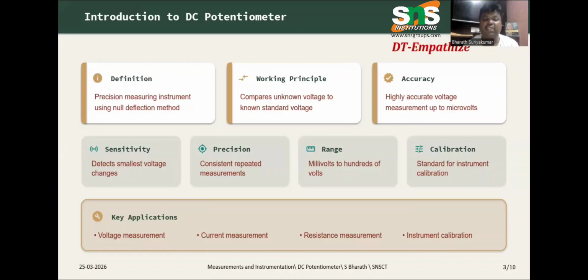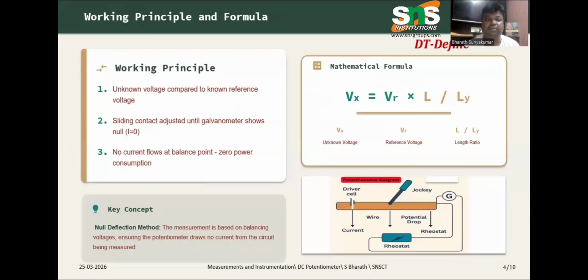Sensitivity detects the smallest voltage change. Why do we need to go for this measurement? That is the empathy part, because it can detect the smallest change in voltage. It is very precise, and consistent repeated measurements are possible. Millivolt to 100 volts is the standard range for the instrument. Various applications are there for the DC potentiometers: voltage measurements, current measurements, resistance measurement, and instrument calibrations.